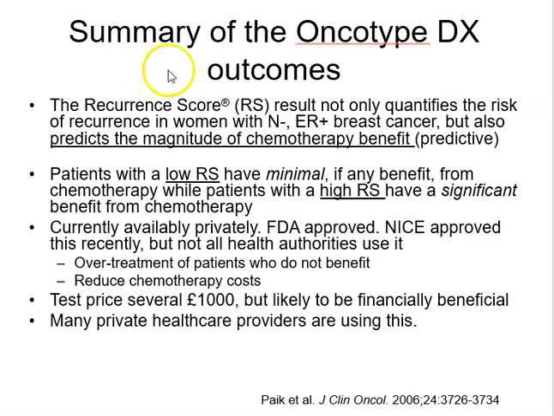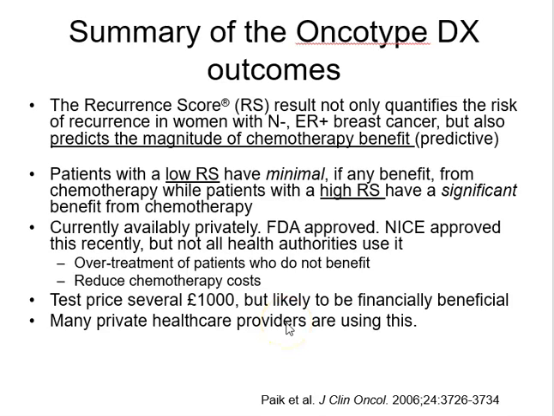So the key points of this test is that the Oncotype DX test, using the recurrence score, quantifies the risk of recurrence of women with lymph node negative estrogen receptor breast cancer. Patients with a low recurrence score have minimal, if any, benefit. I would say no benefit whatsoever, while patients with a high recurrence score have a significant benefit of chemotherapy, and that means you can divert chemotherapy to those patients that need it. Most crucially, you don't overtreat over half of this patient group.